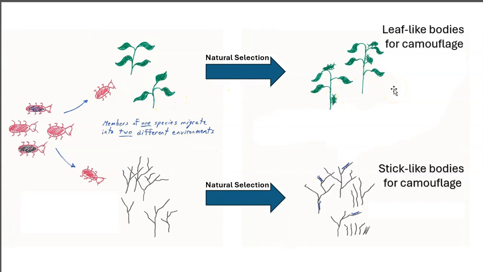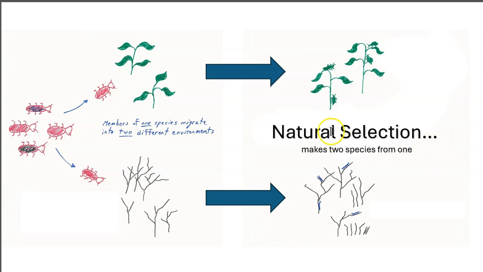In the leafy environment, we're going to get leaf-like bodies evolving for better camouflage. But in the stick-like environment, we'll get stick-like bodies evolving for camouflage. So notice then the different environments change the populations in different ways. Darwin argues that natural selection has the power to make two species from one.